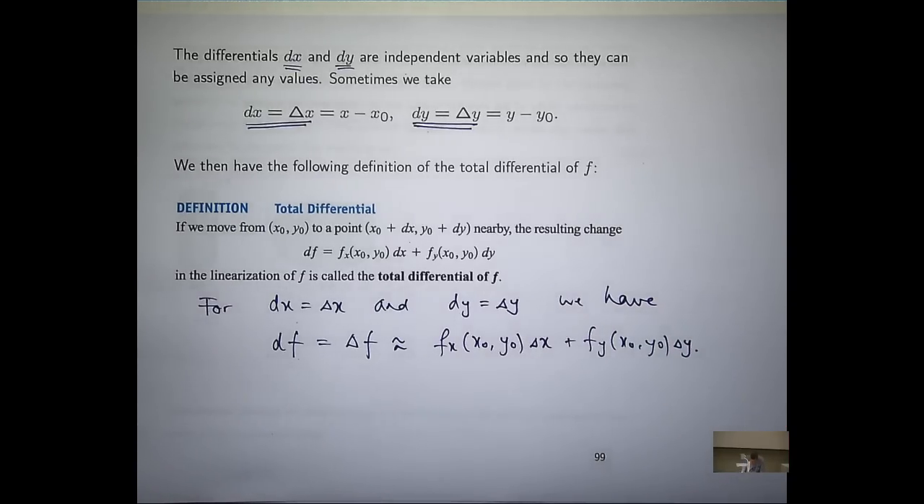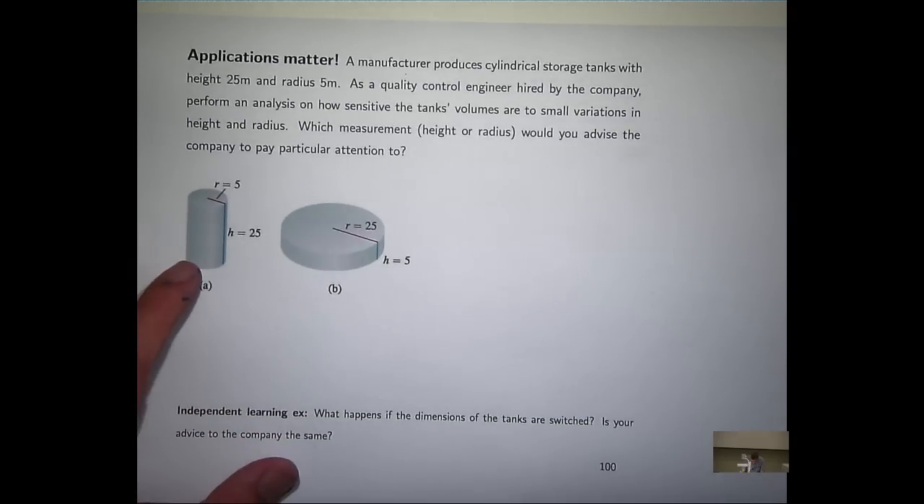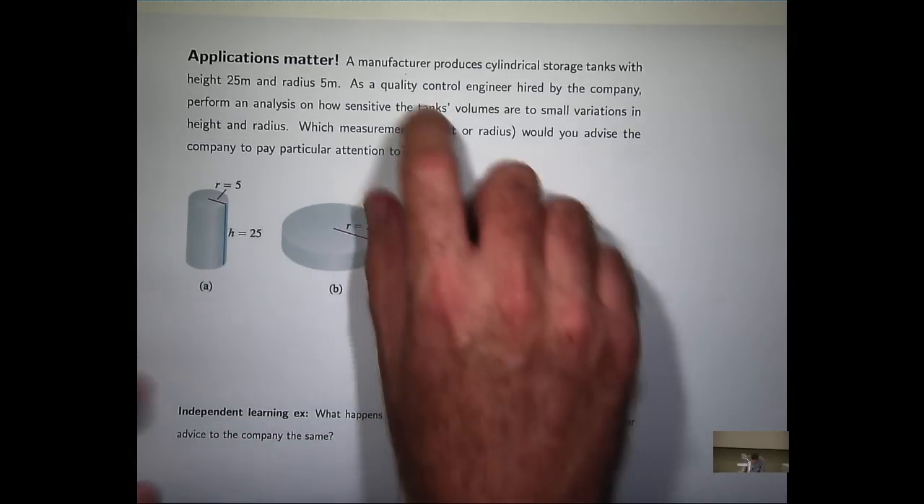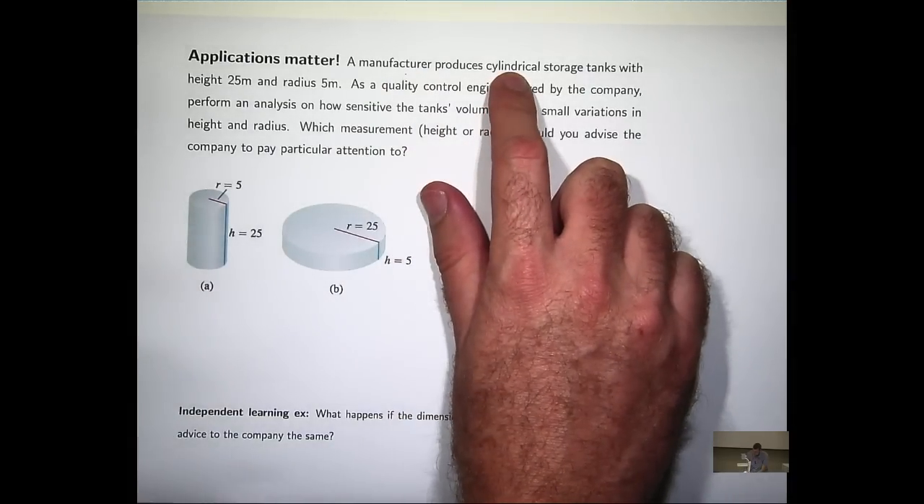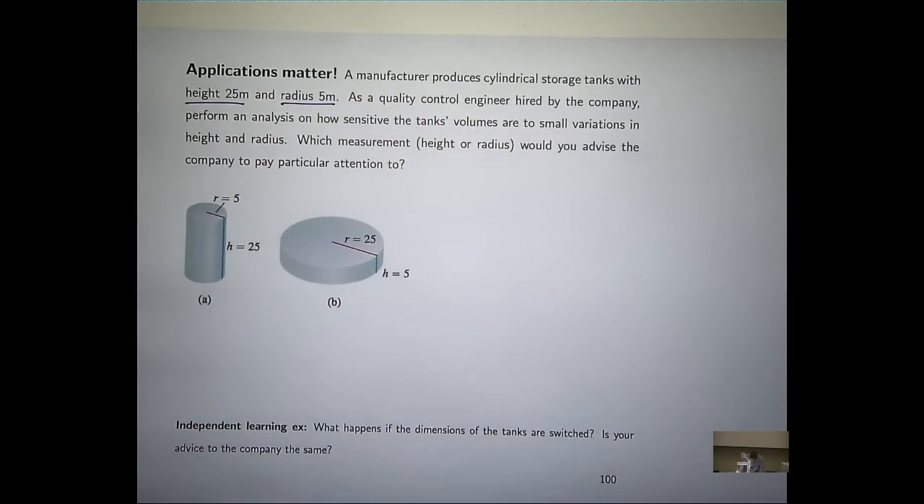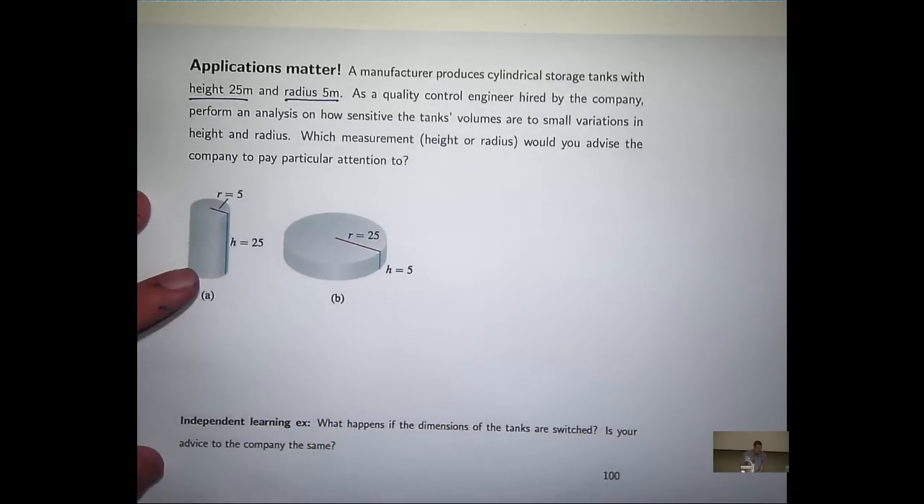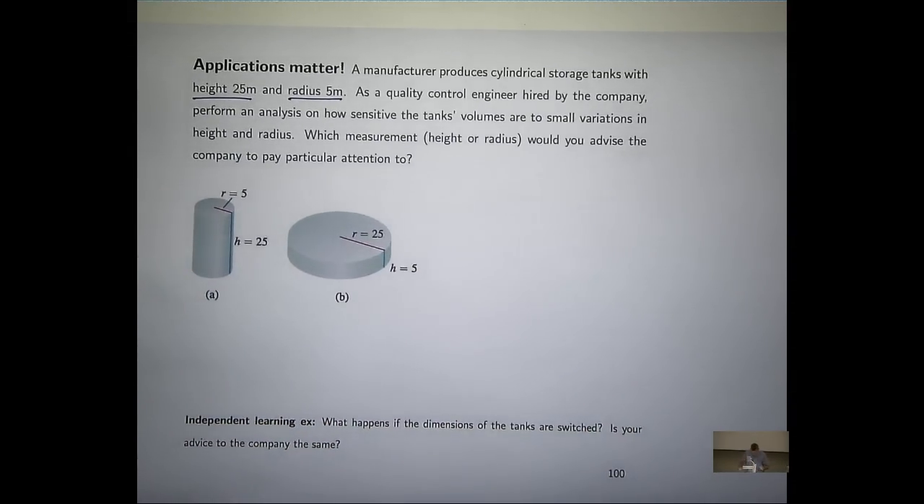Now, there's one last problem that we're going to do together, about manufacturing cylinders. So let's have a look at that. A manufacturer produces cylindrical storage tanks with height 25 meters, radius 5 meters. And suppose you're looking after quality control in the company. What you're asked to do is to perform an analysis on how sensitive the tank's volumes are to small changes or variations in the height and the radius.